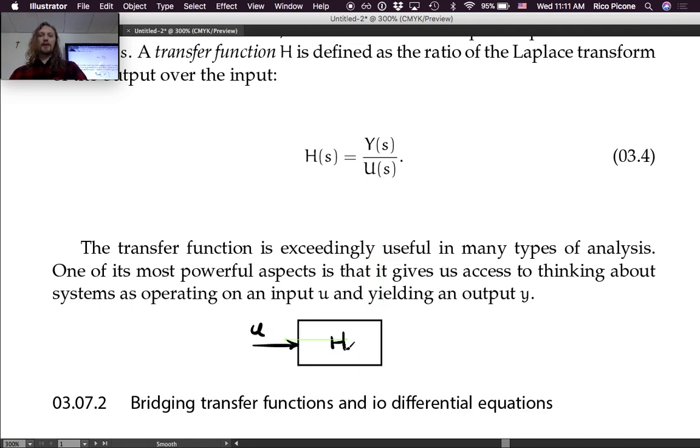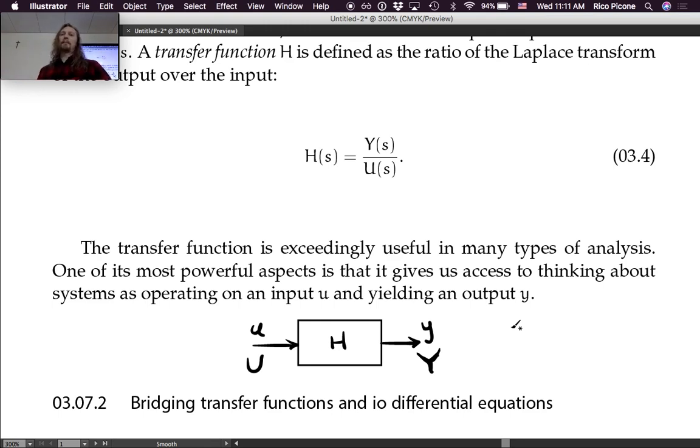So h, and then out of that comes y. We could think of this in the Laplace transform version of the input and the Laplace transform version of the output too. Either way of thinking is fine. But we have an input go in, the transfer function operates on it, and we get an output out.